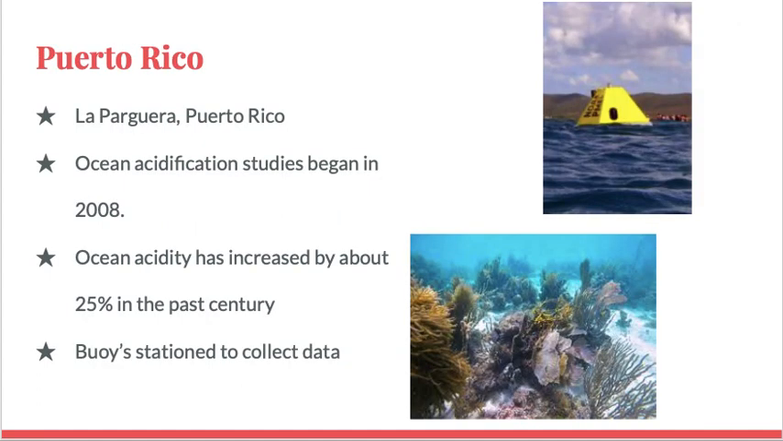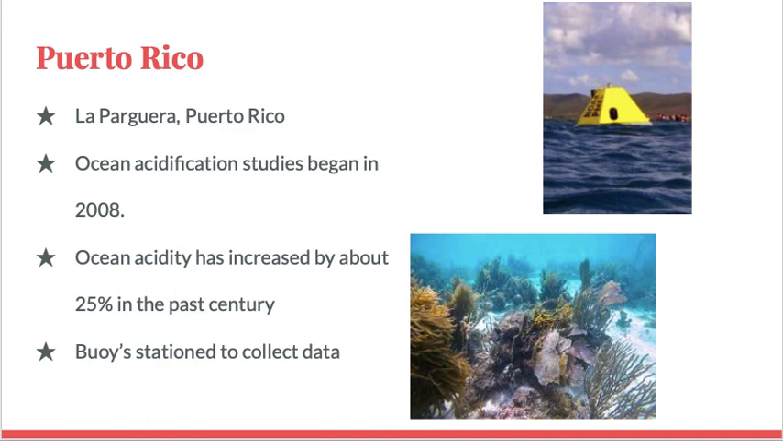Puerto Rico. Before 2008, there was no research done on ocean acidification in Puerto Rico. The studies began by installing a buoy in La Parguera, Puerto Rico, in a coral reef location southwest of the island. These buoys collect data like the carbon dioxide in the air, the carbon dioxide in the water, salinity, chlorophyll content in the water, oxygen in the water, and the pH of the water.